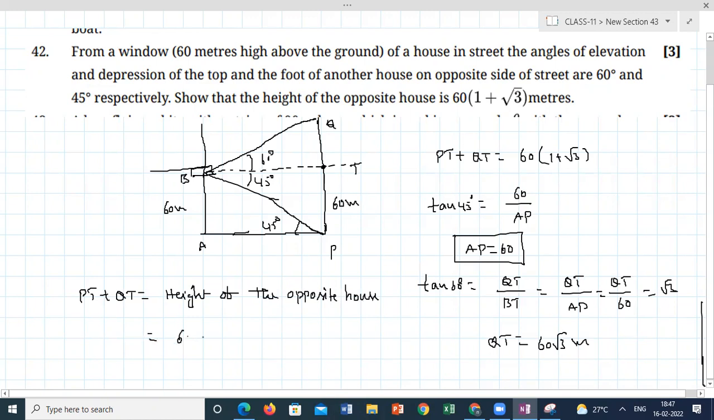That is equal to 60 plus 60 root 3. If I take 60 common, 60 times 1 plus root 3 meter. This is how we can solve. But guys, is it clear? Shall I go for the next question?